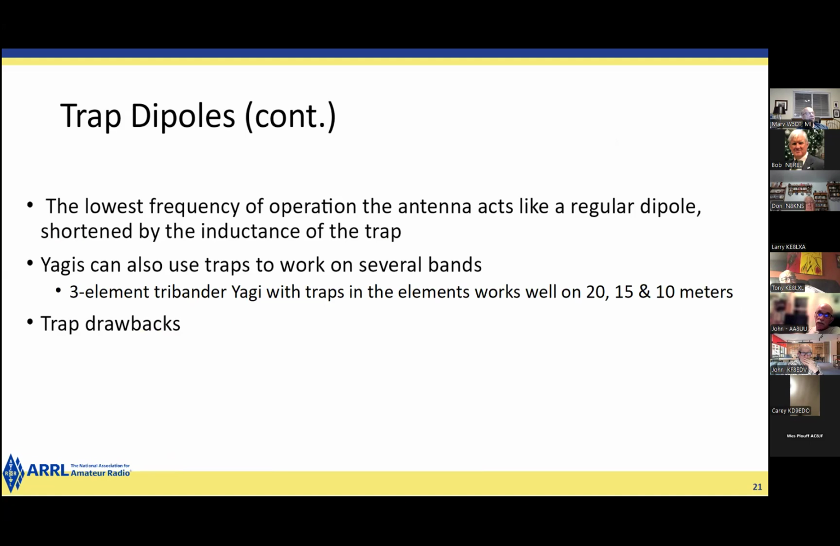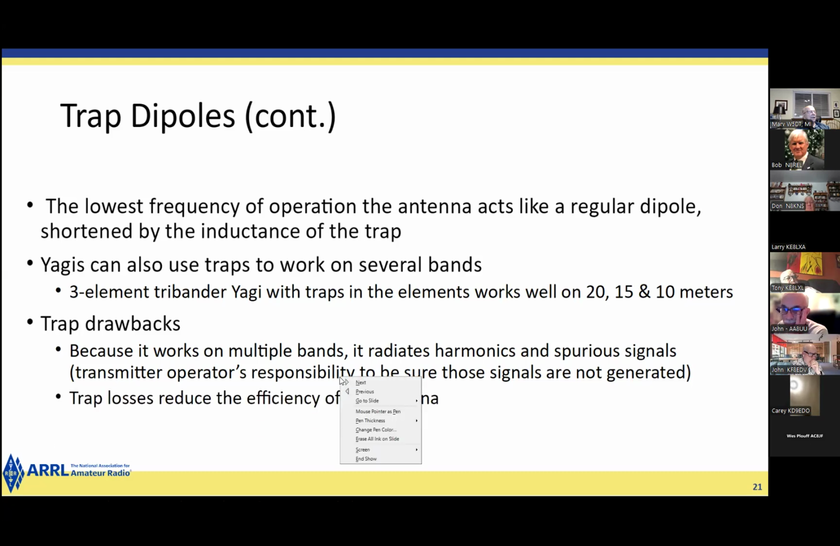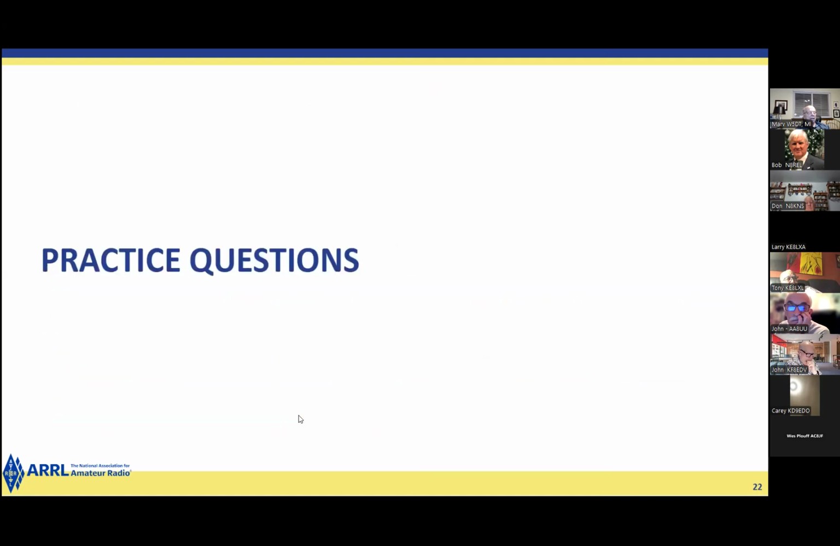Drawbacks. They do have drawbacks. Because it works on multiple bands, it radiates harmonics and spurious signals, and it's your responsibility to make sure those signals are not generated. They lose efficiency, and they don't radiate as well as a full-size antenna. You're constantly retuning them. They have a narrow bandwidth.